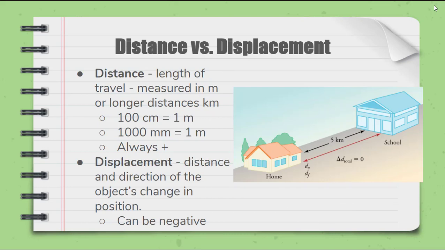So let's talk about distance. Distance is just simply the length of travel, which is measured in meters or, for longer distances, kilometers. For example, 100 centimeters is equal to 1 meter. The way I always remember that is cent. There's 100 cents in a dollar, so 100 centimeters in 1 meter. And milli means thousand, like millennial or millennium. There's 1,000 years in a millennium, so 1,000 millimeters equals 1 meter. Just a couple of real easy conversions that you may want to always know.